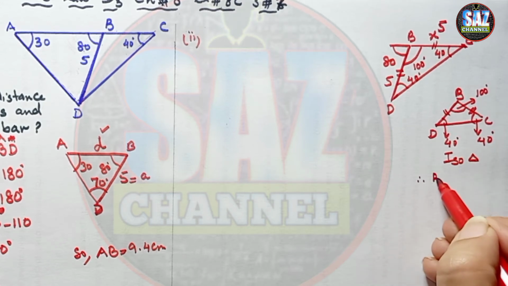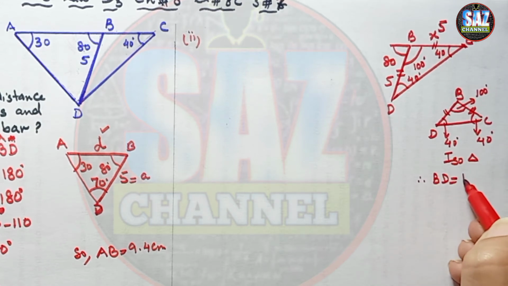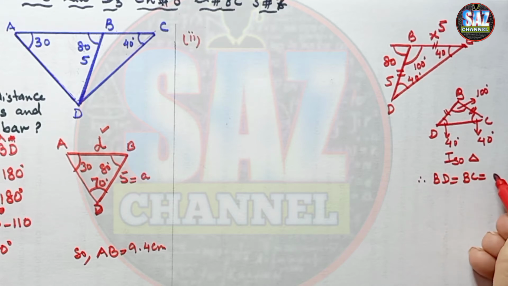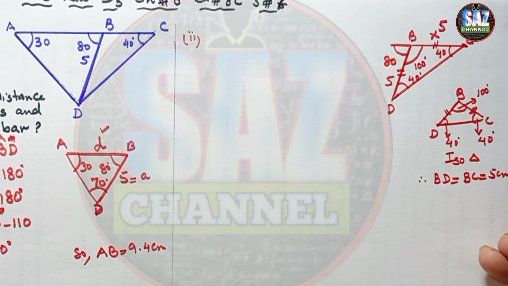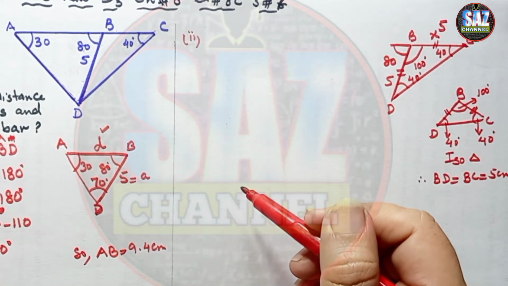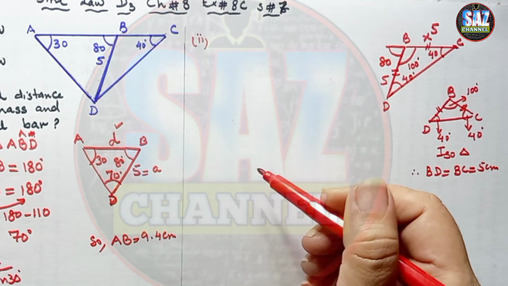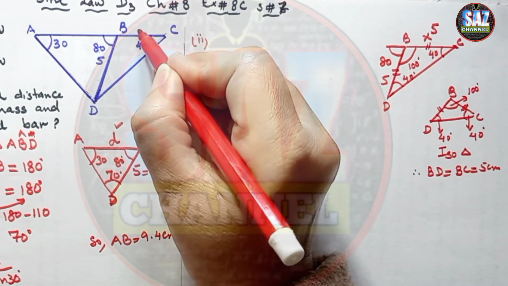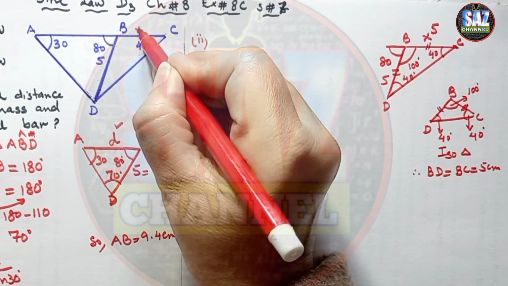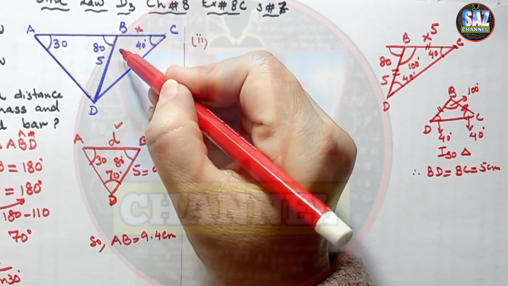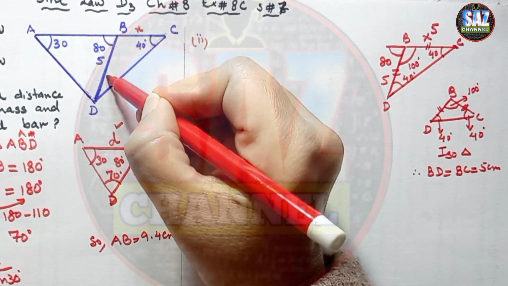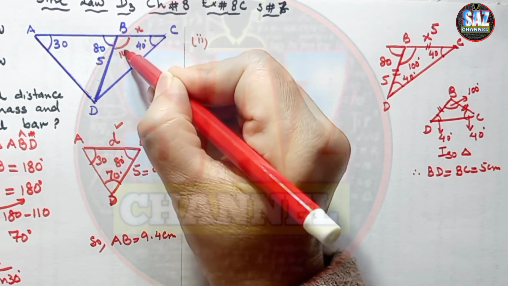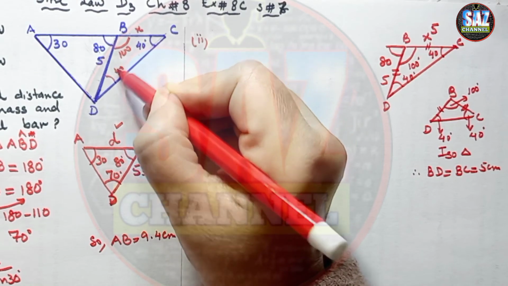Therefore BD will be equal to BC, which will be equal to 5 centimeter. Otherwise, in order to find this BC length, again we can apply sine law here, as I need to find this side BC. This is X or unknown, and this is 100 degrees angle, and this is 40 degrees angle.